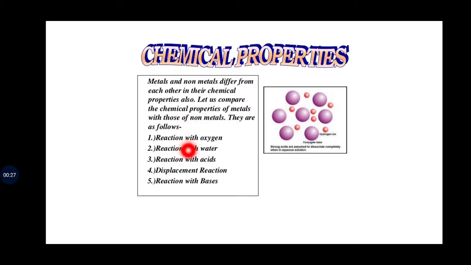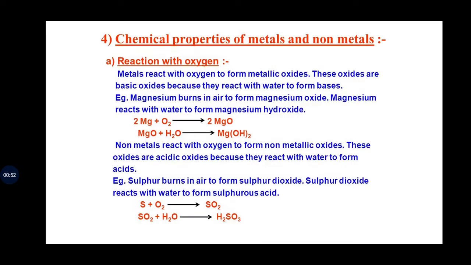They are as follows. Reaction with oxygen. Second one is reaction with water. Third one is reaction with acids. Fourth one is reaction with displacement reactions, and fifth one is reaction with bases. So these are the chemical properties on which we are going to differentiate metals and non-metals. So let's start.